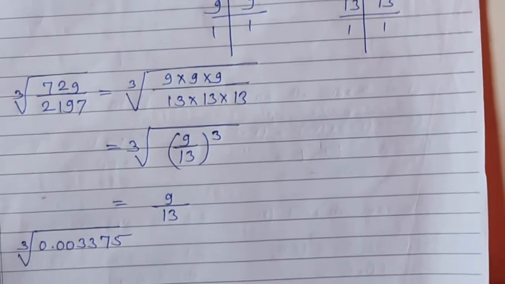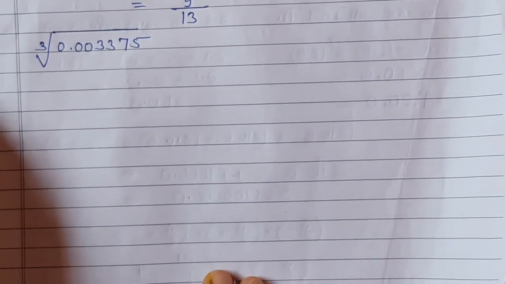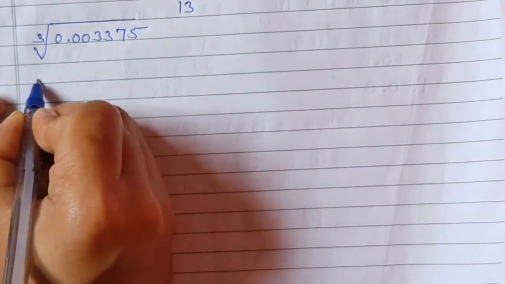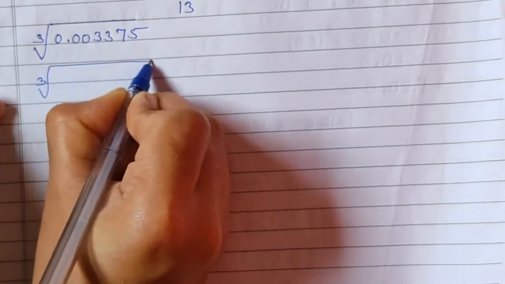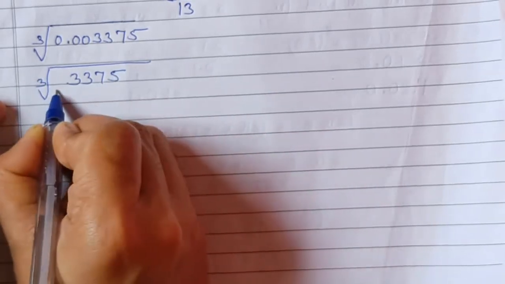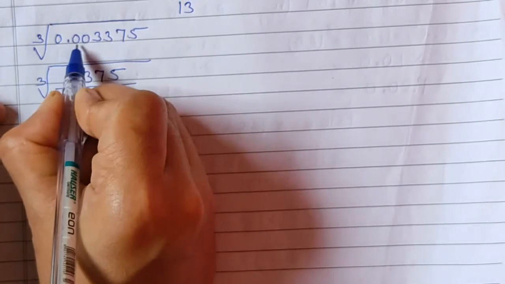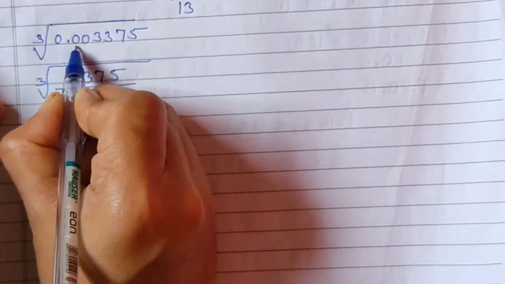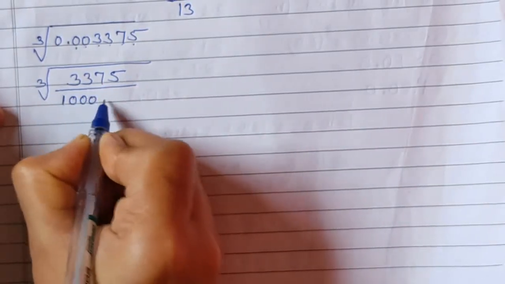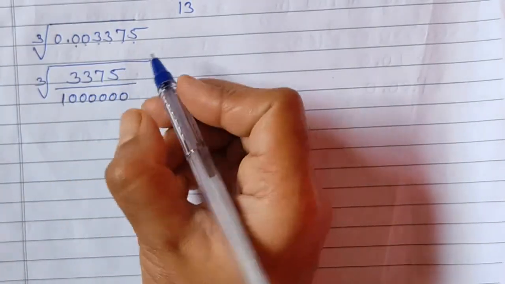Let us solve the next question. Cube root of 0.03375. So first convert this number into a rational number. Here I am writing this number 3375, and I am dividing it by a number with zeros. Here are 1, 2, 3, 4, 5, 6 places. So I am taking 6 zeros. So you can convert this number into this rational number.